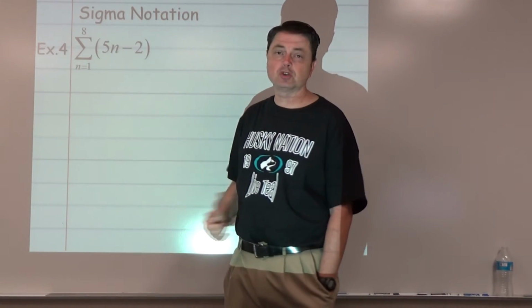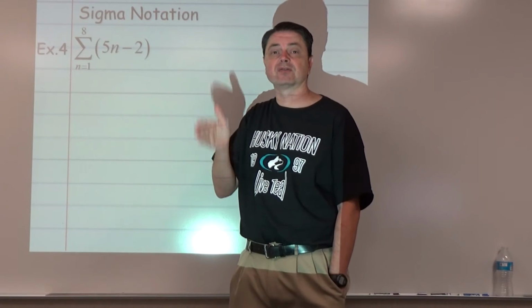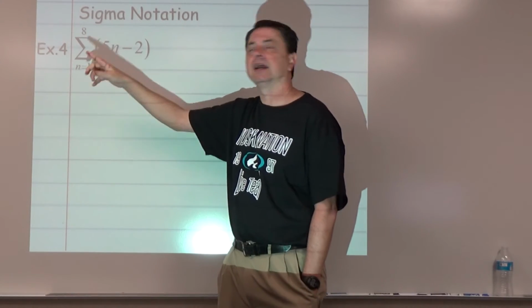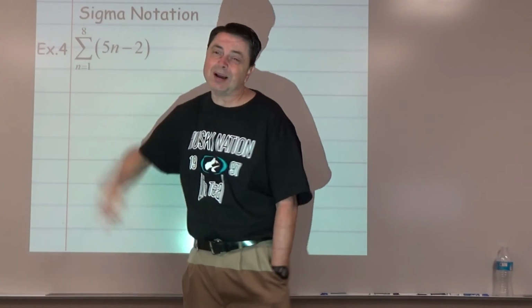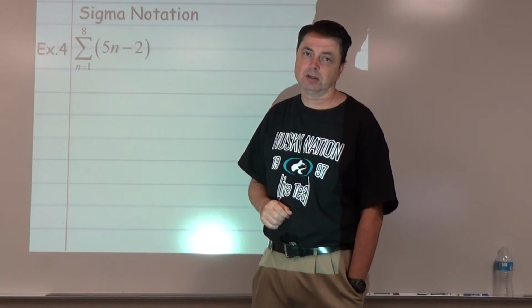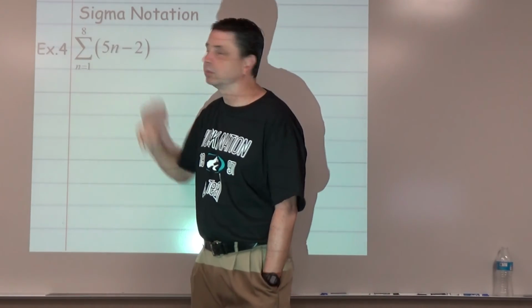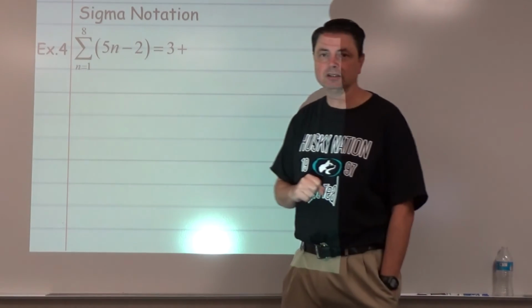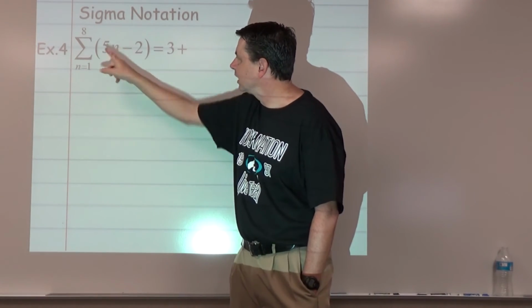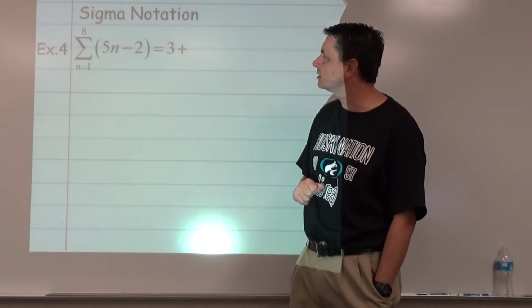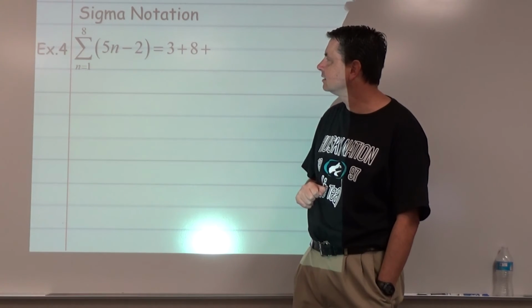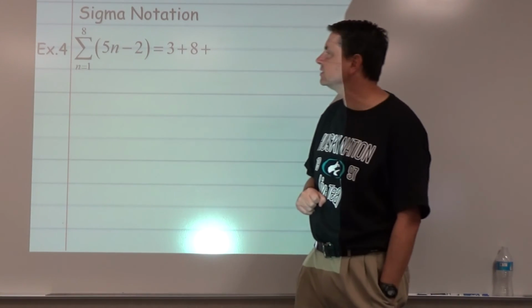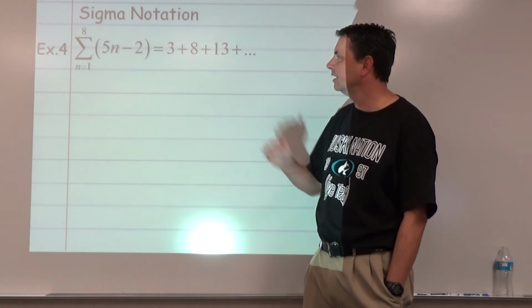5 times 1 minus 2 would be 3. So 3 is the first term in the series. If we want to know the next one, you can plug in a 2, and then plug in a 3, and so on. The number up top is the upper limit of summation. It tells us where to stop. We stop when we would plug in an 8. So as I said, plug in a 1 and you get 3. Plug in a 2, and we get 5 times 2 minus 2 is 8. If we plug in a 3, 15 minus 2 is 13, and so on.